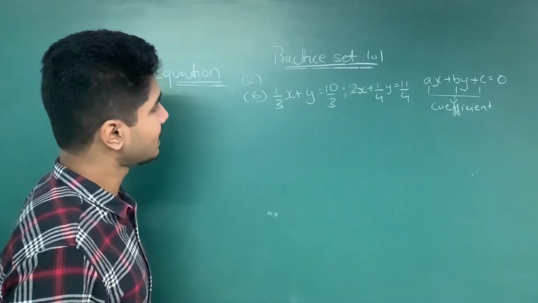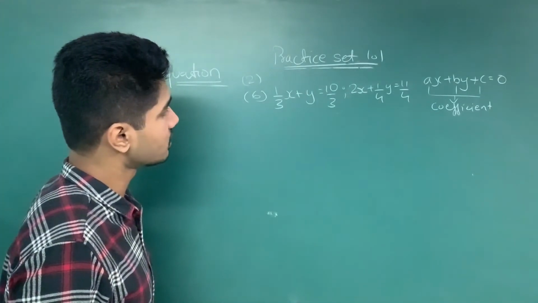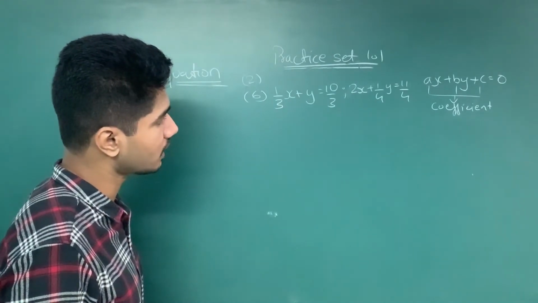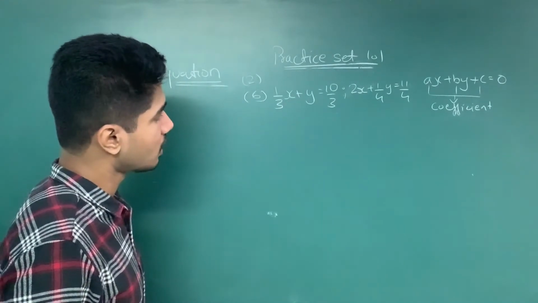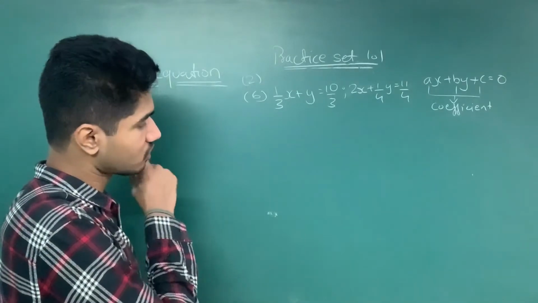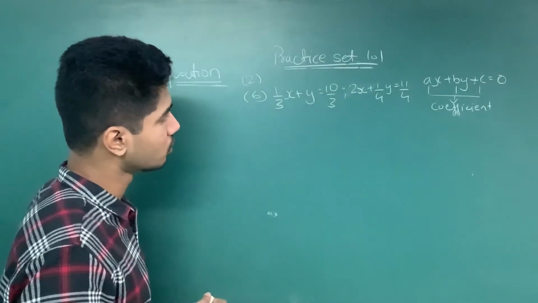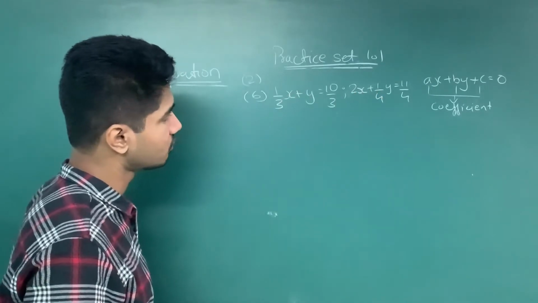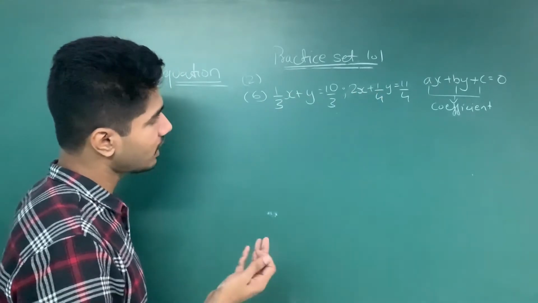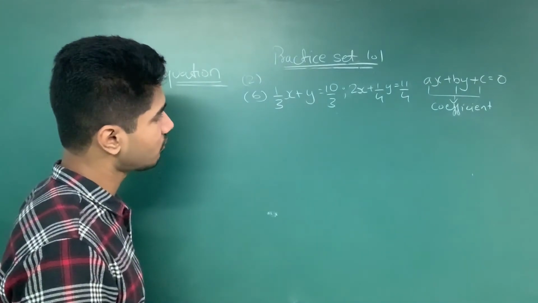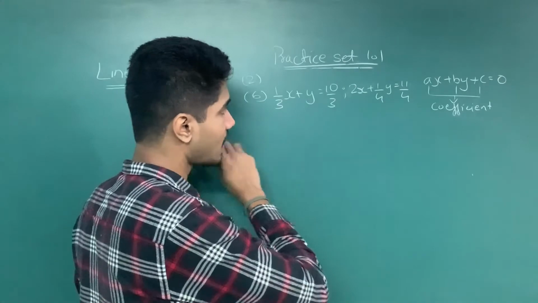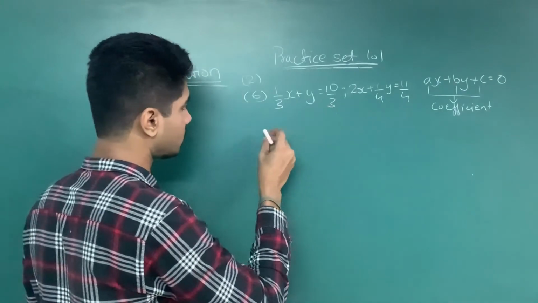Sixth question, 1 by 3x plus y is equal to 10 upon 3. Second equation, that is 2x plus 1 by 4y is equal to 11 by 4. Now, यहाँ पे अगर आप देखोगे, it's not in the usual form which we used to do because some of the coefficients are in the fraction form. So we'll do a fine adjustment. We'll try to remove the fraction form. So for that, we'll multiply 3 with the equation number 1 and 4 with the equation number 2.